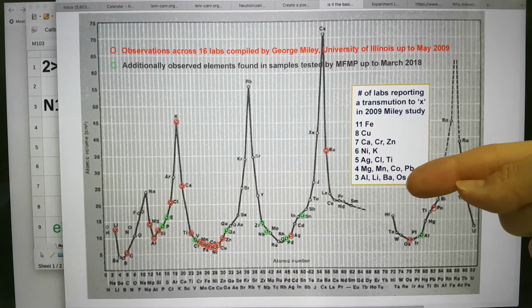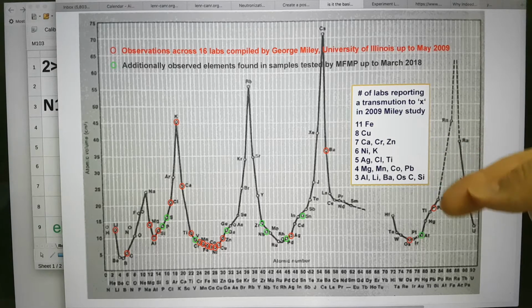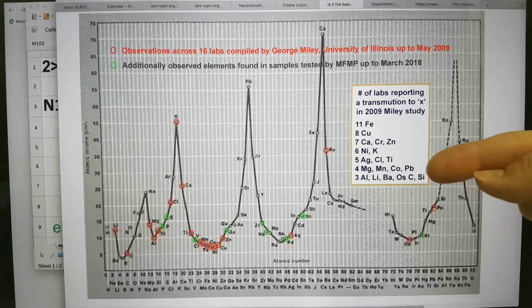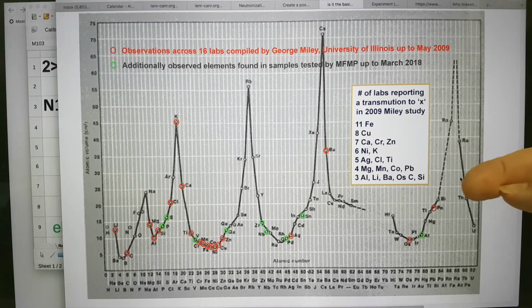And also down here we've got osmium, which is fairly interesting because it is the rarest stable element on Earth, but it's also the densest, I think, stable element, or it's nearly twice the density of lead.